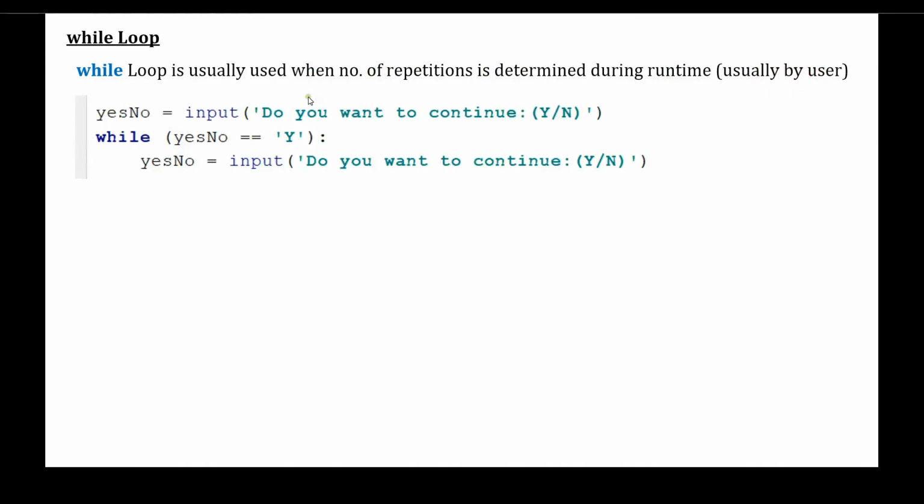Let's look at a very simple example. This is just to illustrate the mechanics of the while loop. We ask the user to enter, do you want to continue? The user enters either yes or no. And we use the test condition to check whether the user wants to continue. If the user enters yes, you can do a lot of things inside the body of the loop. Finally, you ask the user again, do you want to continue?